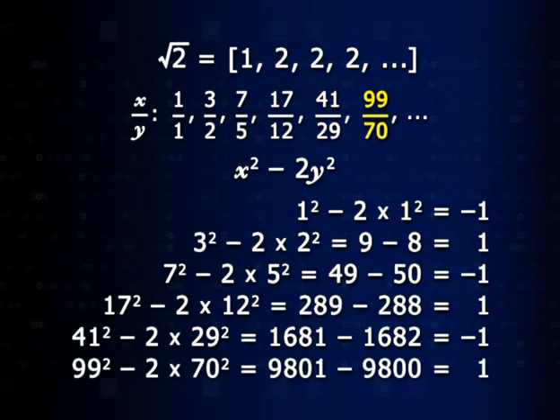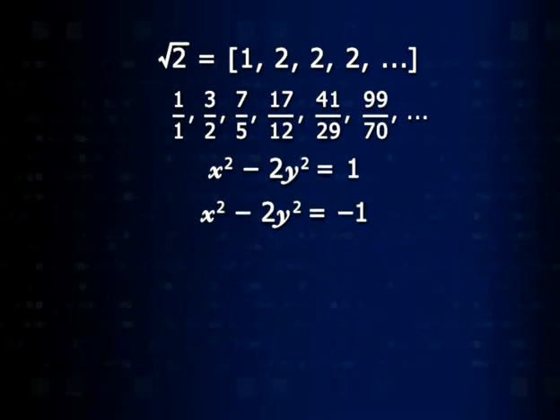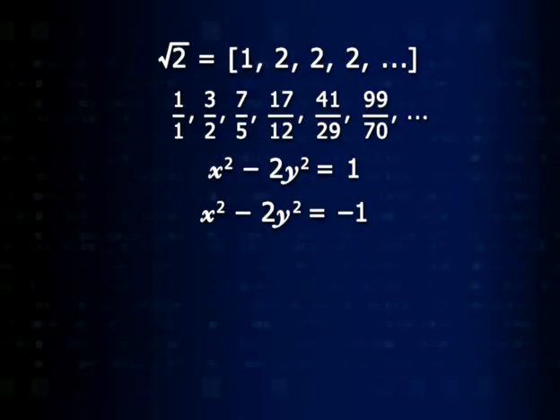99 squared minus 2 times 70 squared equals 9801 minus 9800, which equals 1. In other words, every other best rational approximation gives rise to a solution to the Pell equation. And the other approximations give rise to the solution to the related Pell equation, x squared minus 2y squared equals negative 1. We get them for free. Well, in fact, a version of this phenomenon holds in general.